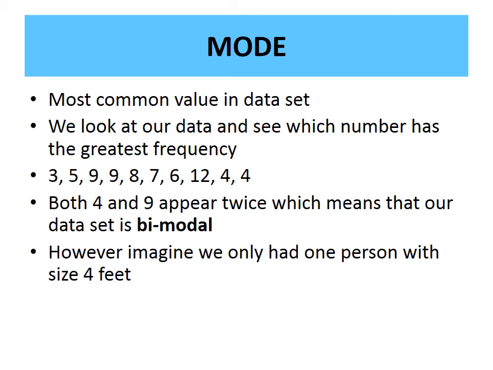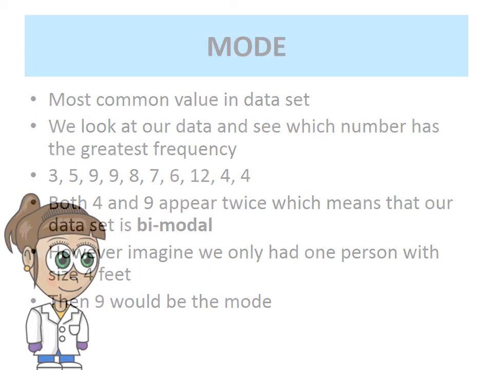However, if we imagine that we only had one person with size 4 feet, it would mean that 9 would be our mode. Okay, so the mode is fairly simple to work out. It's just the number that appears most frequently in our data set.